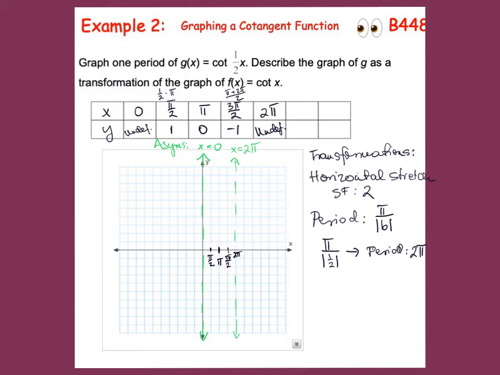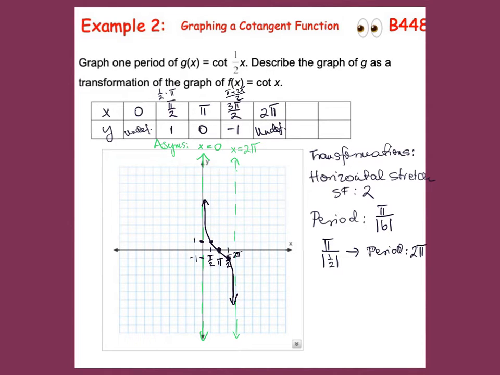So now we are going to have to create our graph. Here is our 1 and our -1 value. So at pi over 2 we'll have 1. At pi we have 0, and at 3 pi over 2 we have -1. So we are going to create the decreasing graph, making it a curve for the cotangent function.